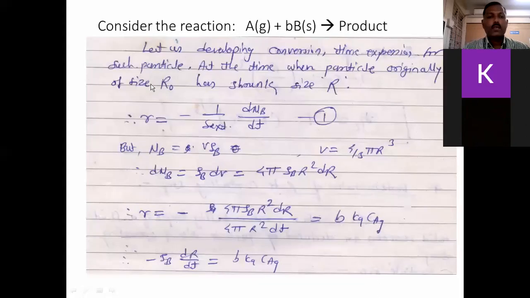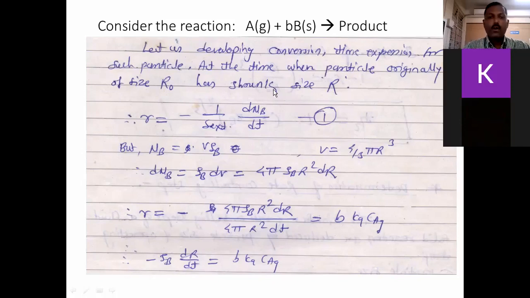Now let us develop this relation. Consider the reaction A plus b B gives the product, where B is the solid, A is the gas, and small b is the stoichiometric coefficient. Let us develop the conversion time expression for a particle of original size R0. Suppose the original size of the particle is R0 and it has shrunk to size R during a time t.